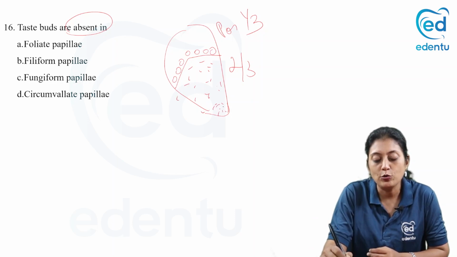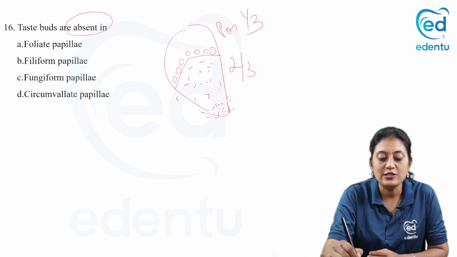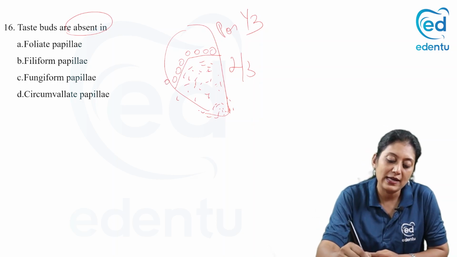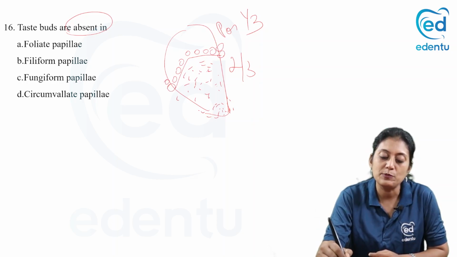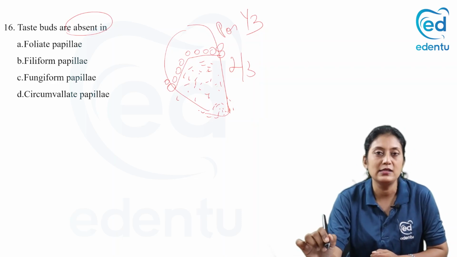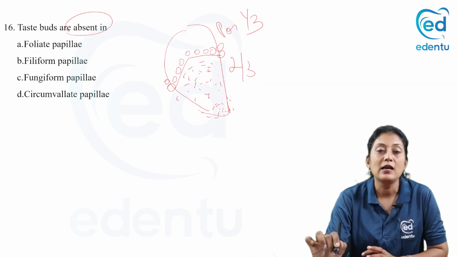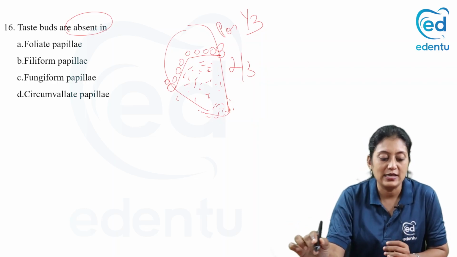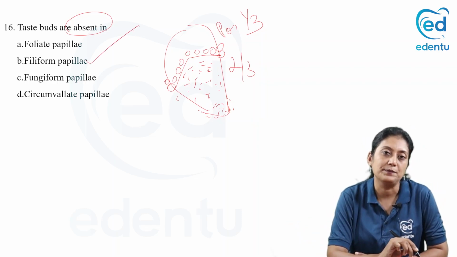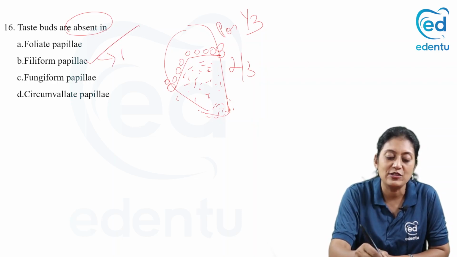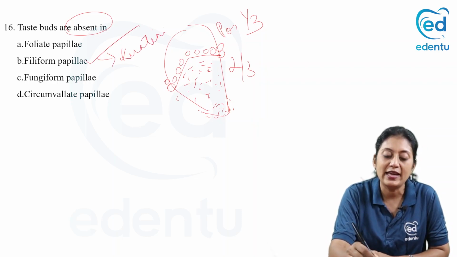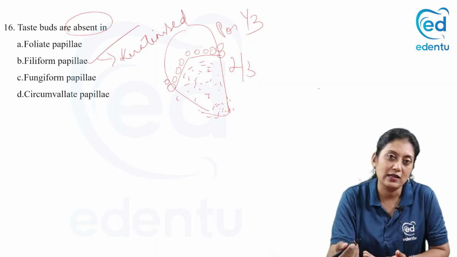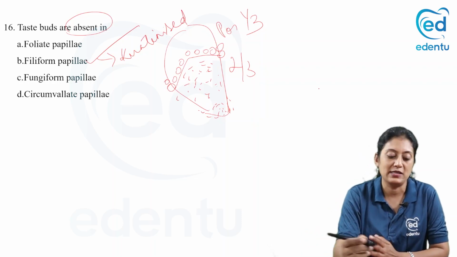Filiform will be more towards the tip and lateral borders. Fungiform will be seen in the substance of the tongue. Foliate papilla are seen in the lateral aspect of the posterior part of the tongue. This is where the papilla will be present. Among all the papilla, only one papilla does not have taste buds, that is the filiform papilla. And that is the papilla which is keratinized, having a keratinized epithelium. Whereas foliate, fungiform and circumvallate papilla, they all have taste buds.